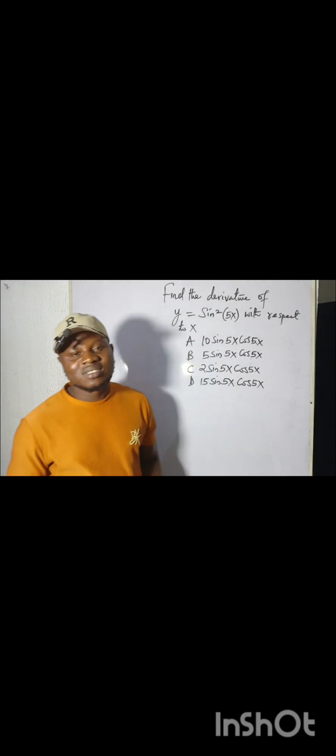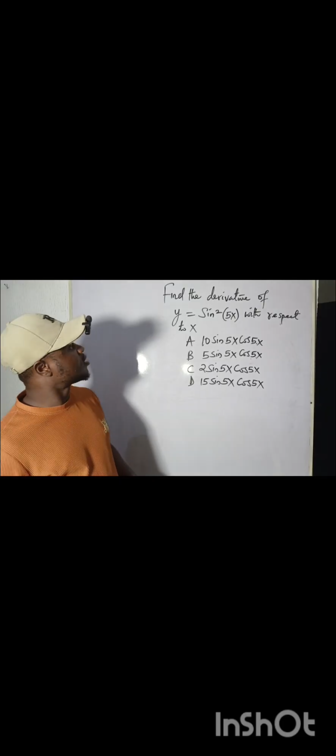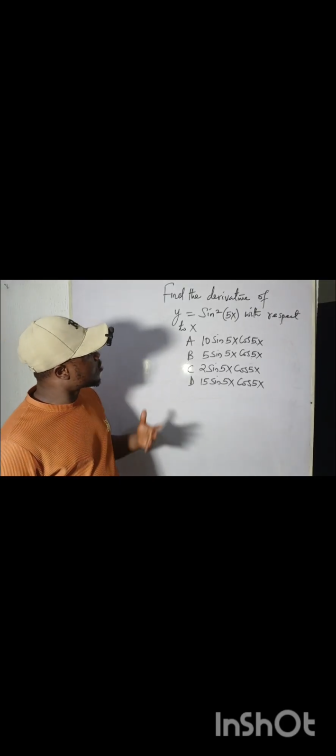Okay, my beautiful students, let's answer this question that we have on the board. The question says, find the derivative of y equals sine squared 5x with respect to x. And we are given the options. So what are we going to do? How do we solve such a problem?